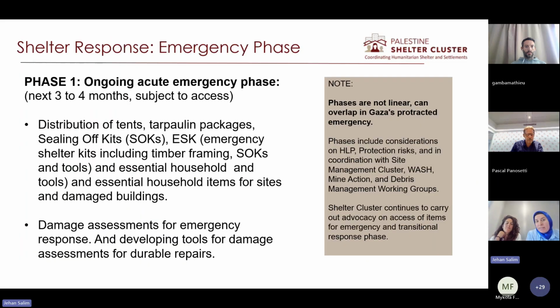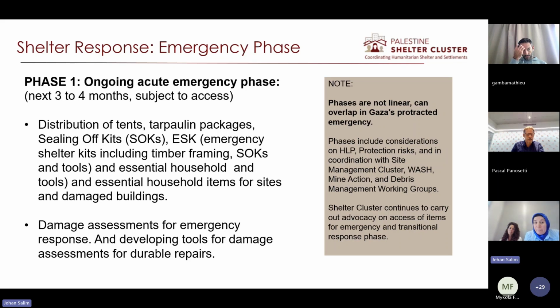Then we are anticipating these phases for Gaza. For example, phase 1, which is the emergency phase, which is where we are now, is going to last, according to our anticipation, 3 to 4 months ahead. And under this phase, we are mostly focusing on distribution of tents, tarpaulin packages, sealing-off kits, emergency shelter kits, which are the timber framings, and then some toolkits, if possible. Toolkits are not always allowed to go inside. It's a dual use item, but hopefully.